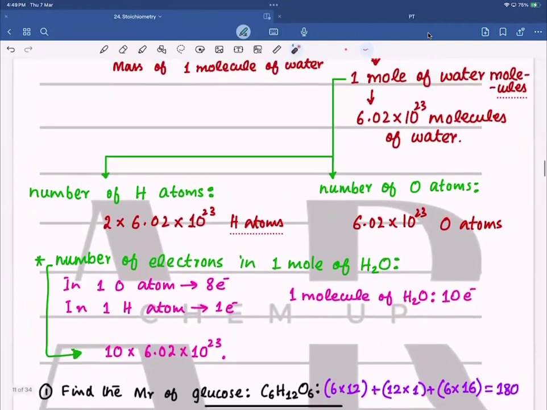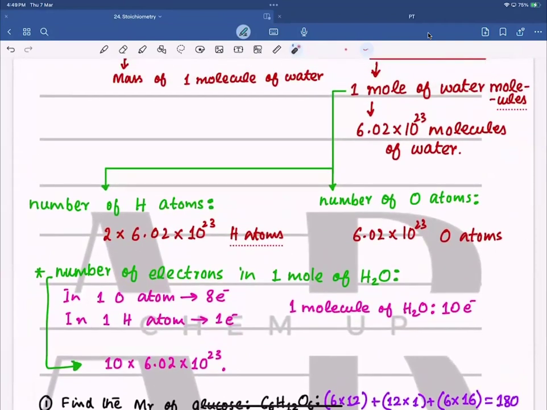Sir, please explain the electron part again. Yes. In one molecule of water, how many electrons are there? 10. So if I'm talking about 1 mole of water, is it 1 molecule or are there many molecules? Many molecules. How many? 6.02 into 10 to the power 23. So how many electrons are there in this number of molecules? We will simply multiply this number by 10. Is this clear? Okay.